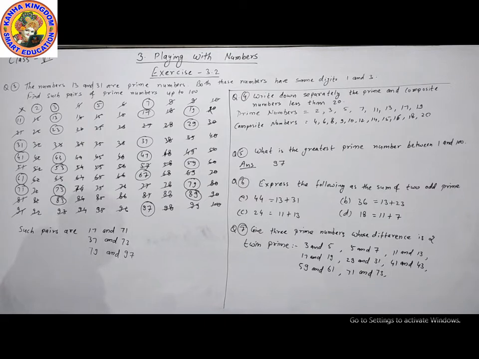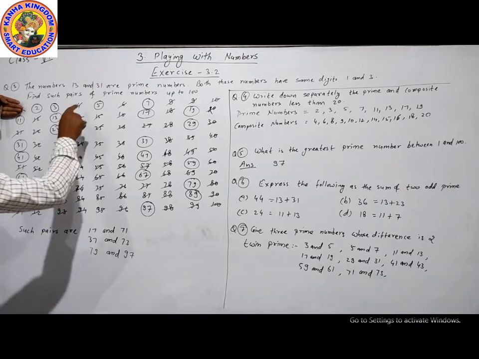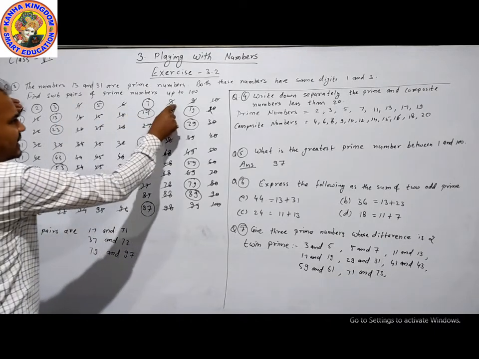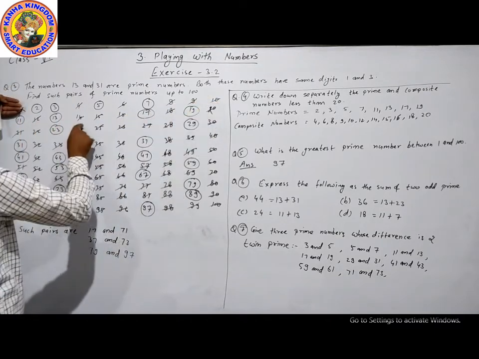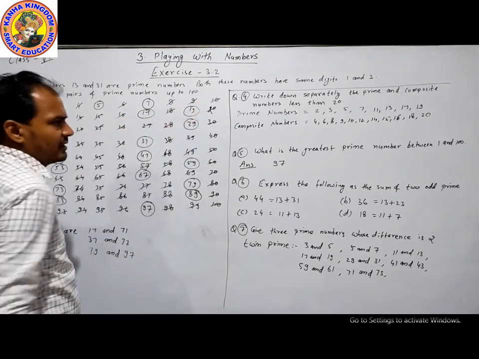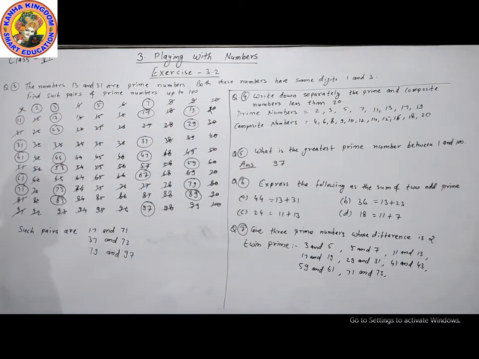Question number 4. Write down separately the prime and composite numbers. First of all, prime numbers up to 20: 2, 3, 5, 7, 11, 13, 17, 19. These are our prime numbers. 1 is neither prime nor composite. Then composite numbers are 4, 6, 8, 9, 10, 12, 14, 15, 16, 18 and 20. These are our composite numbers.